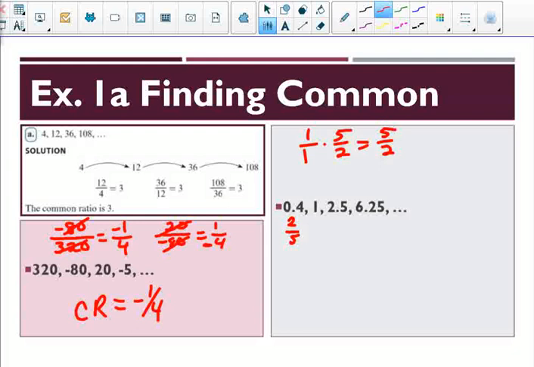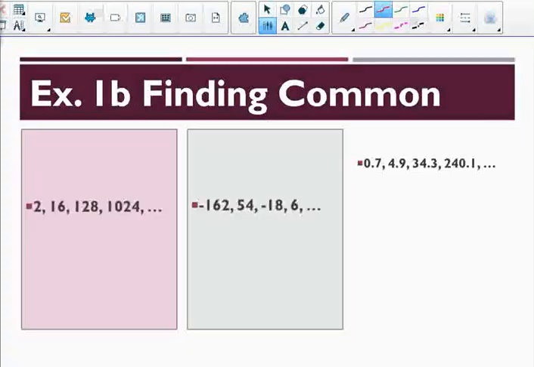Now if I take the next two terms, if I take 2.5 and I divide that by 1, I get 2.5. So my common ratio in this example would be 2.5. So I'm multiplying by 2.5 every time. We'll do one more and then you can do the next two yourself.